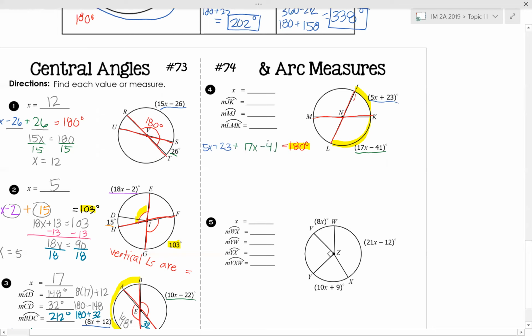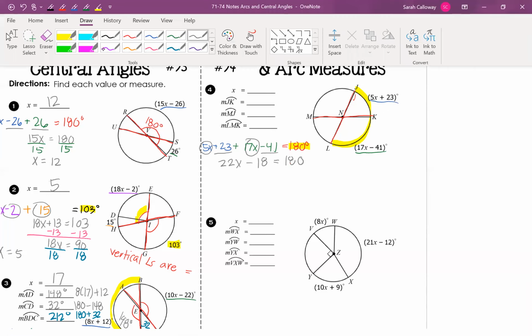And then combine like terms and solve for x so that I can answer the rest of the questions. So if I have 5x and 17x, that means that we can combine that to make 22x. And then 23 minus 41 combines to be negative 18. And that must be equal to 180 because I have a diameter. So it forms a semicircle.